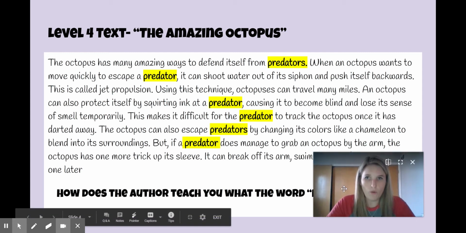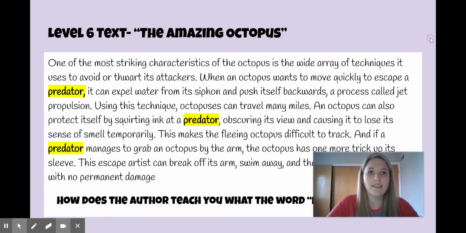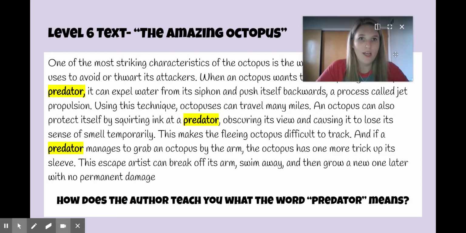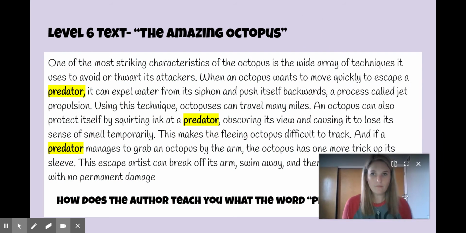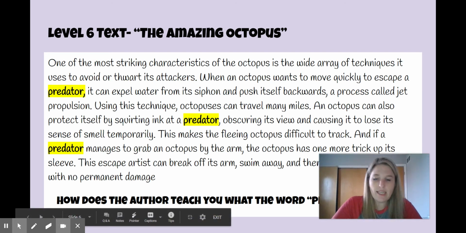Okay, so we're seeing this get a little bit more challenging now. We're going to take it up one more notch here and look at a grade 6 text. This is going to be more challenging, but we're still going to ask ourselves that same question. How is the author teaching us about the word predator? We have a list of different ways now. We have picturing it. Is it positive, negative?